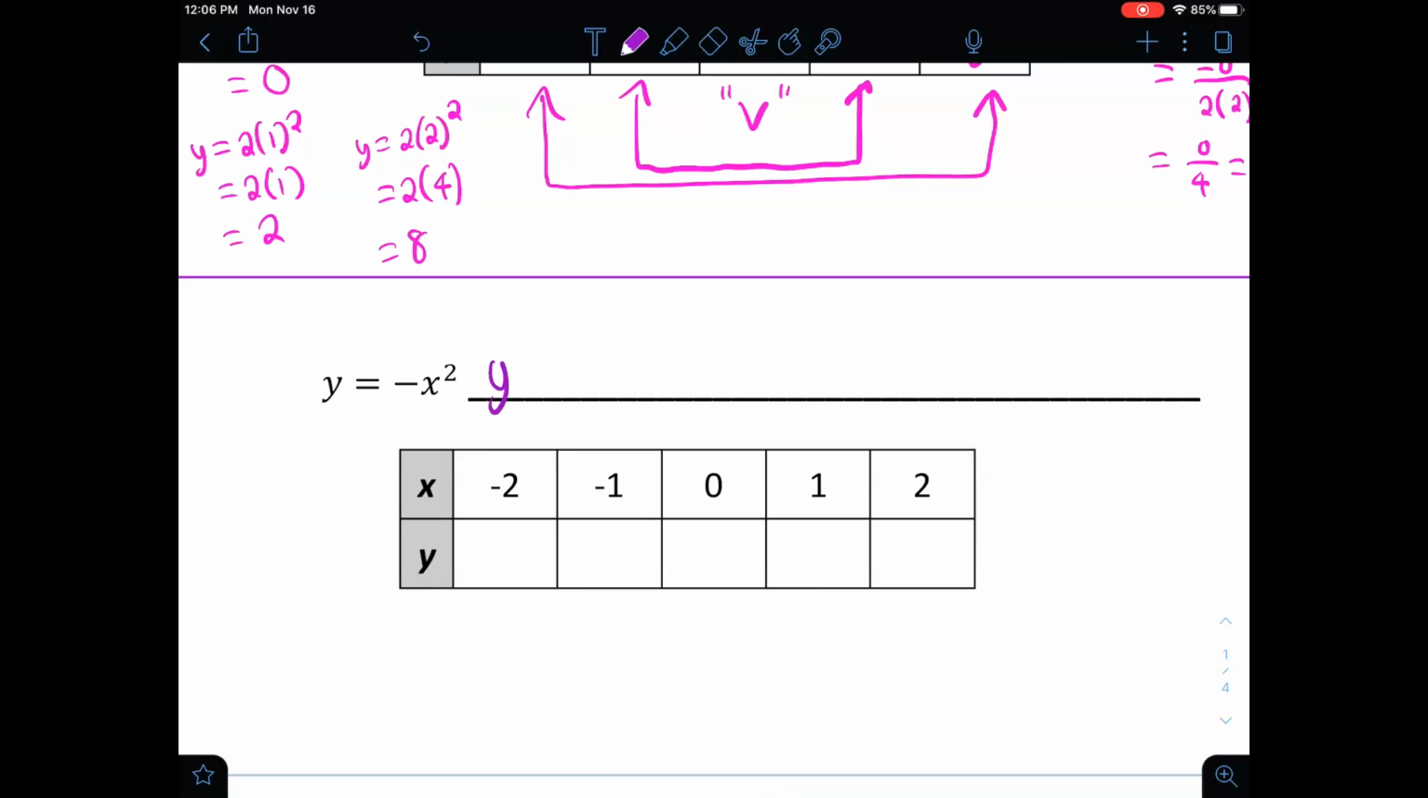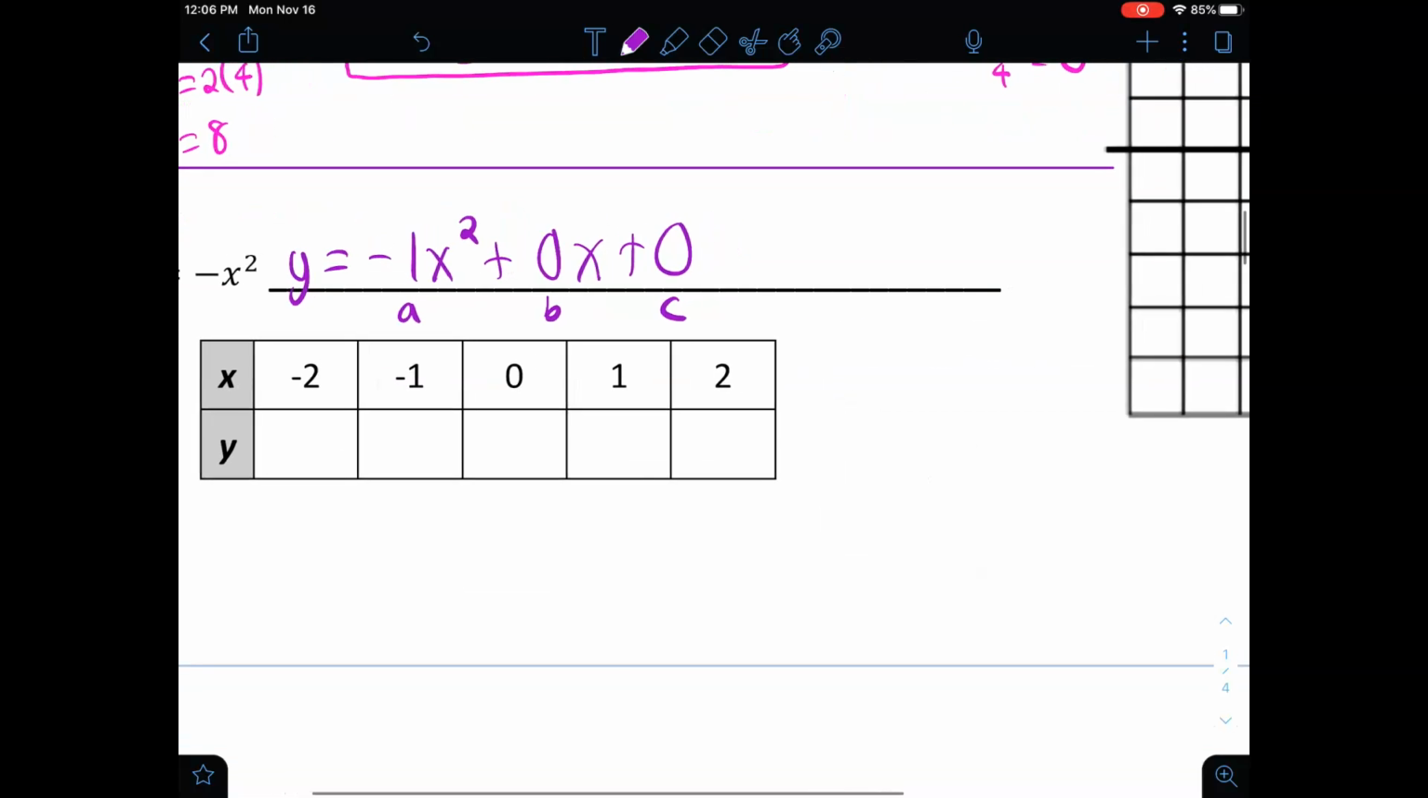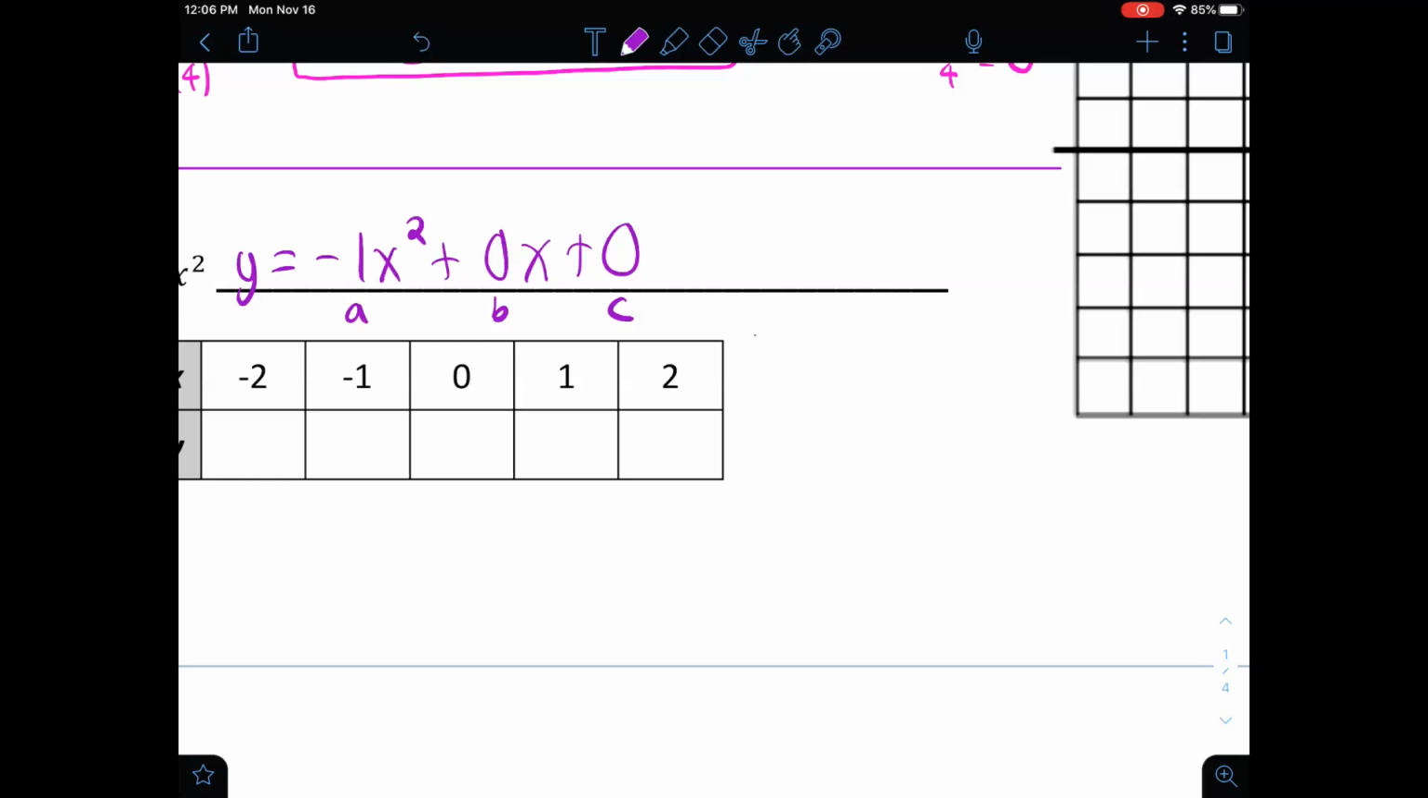So let's rewrite this with the a, b, and c values involved. So negative x squared, we have negative 1x squared. That's our a. Do we have a b and c value? We don't. So we're going to put plus 0x plus 0. You don't have to do that if you're comfortable just figuring it out in your head, but usually it helps people. Sometimes people will label b or c the wrong number, so I want to make sure we do that correctly. So this is our a, this is our b, this is our c. Okay, so the x-coordinate of the vertex is negative b over 2a.